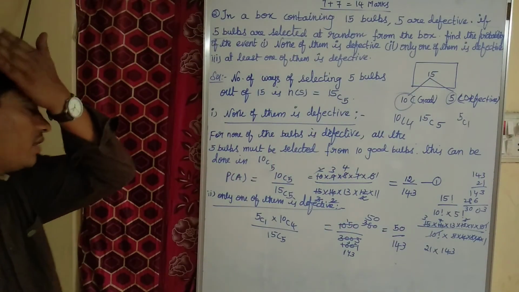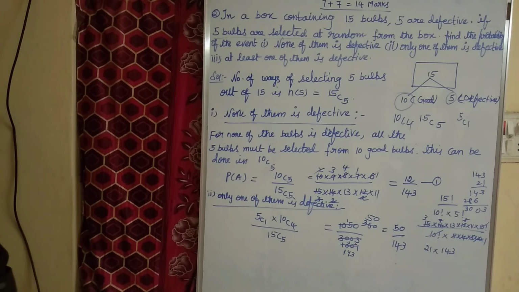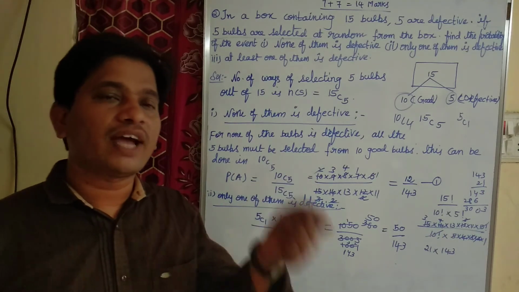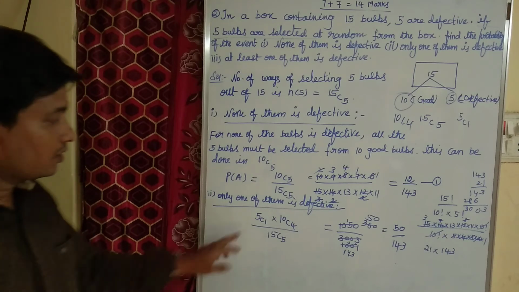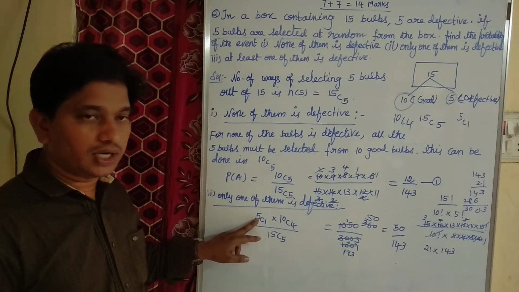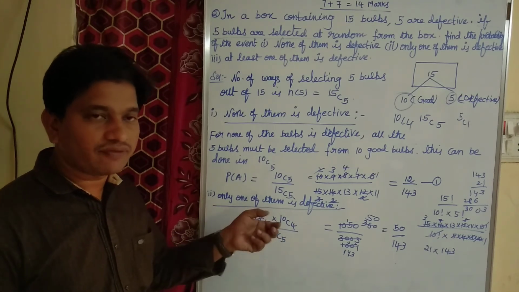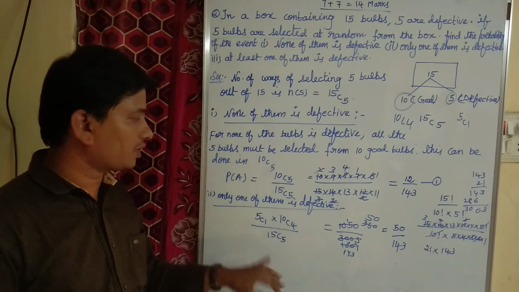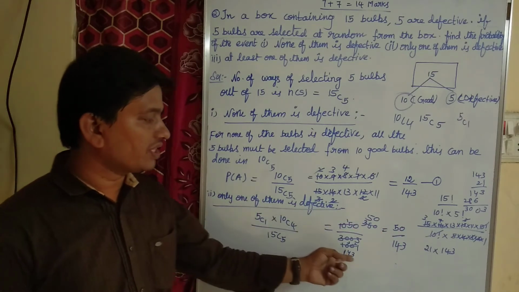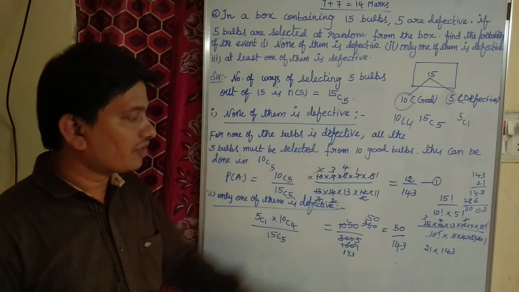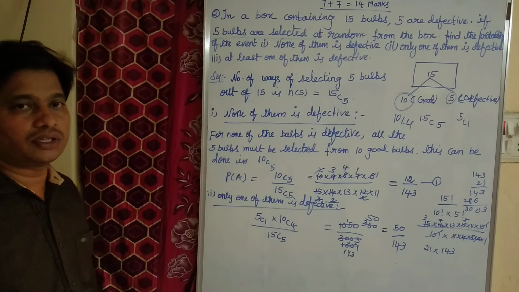Children, here we have to use the formula nCr. What is the formula of nCr? n factorial by (n minus r) factorial into r factorial. So 5C1 means 5 only. 10C4 means 10 factorial by (10 minus 4) factorial into 4 factorial, whose value is 1050, we found. Again we separately found 15C5 as 3003. After cancelling we got 50 by 143.